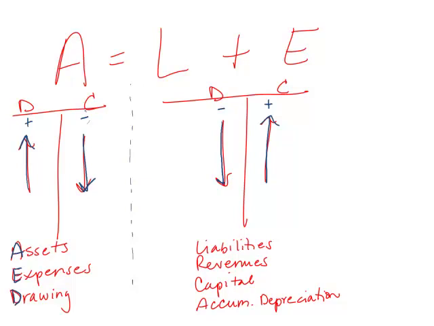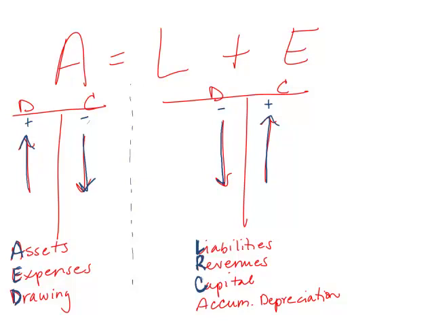One way to remember this is ADE: after eating dinner, LRC, let's read comics. That's obviously been around for a while because nobody reads comics anymore. But we've got assets, expense, drawing, liabilities, revenue, capital. After eating dinner, let's read comics. So that's just another way to remember what's on each side.